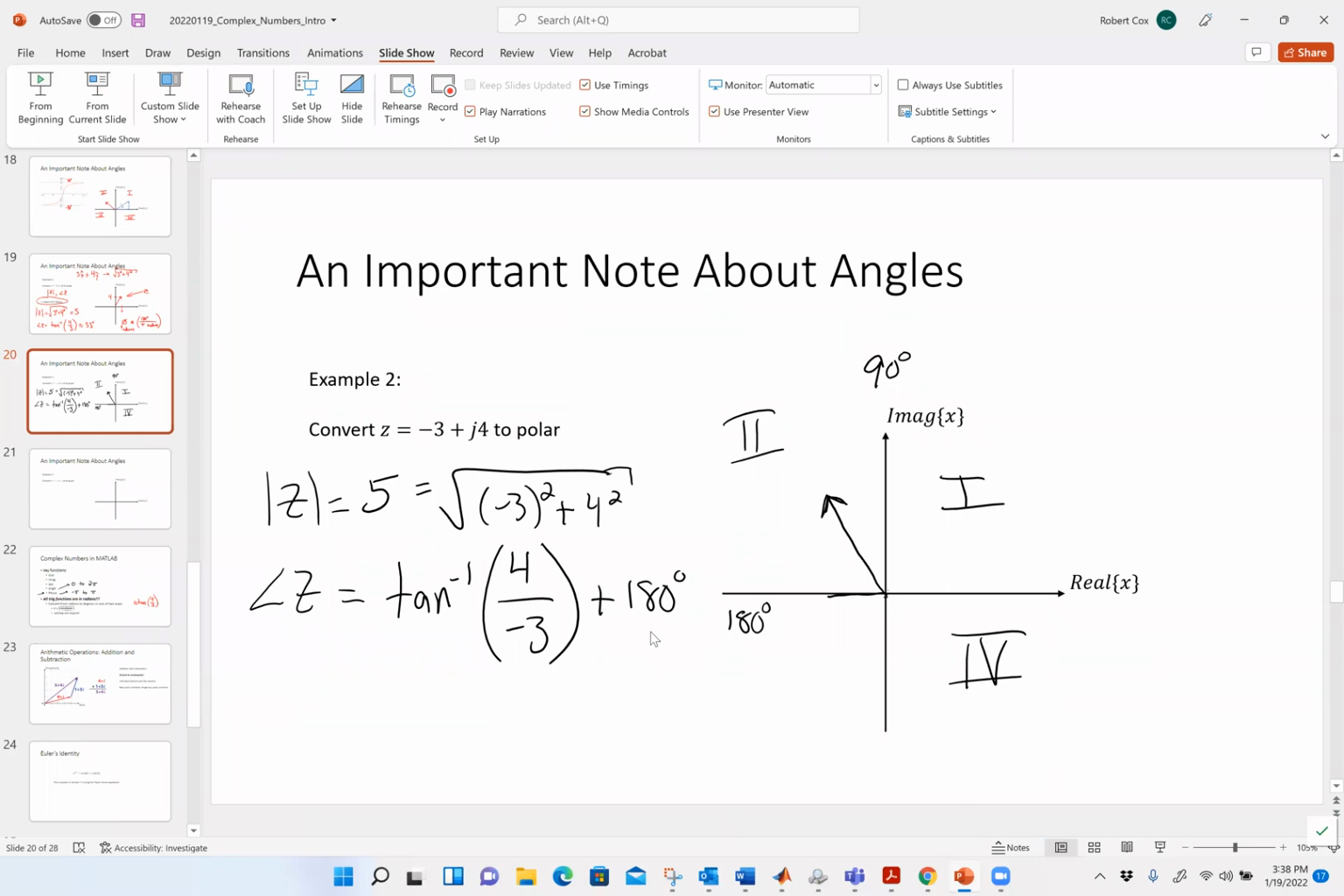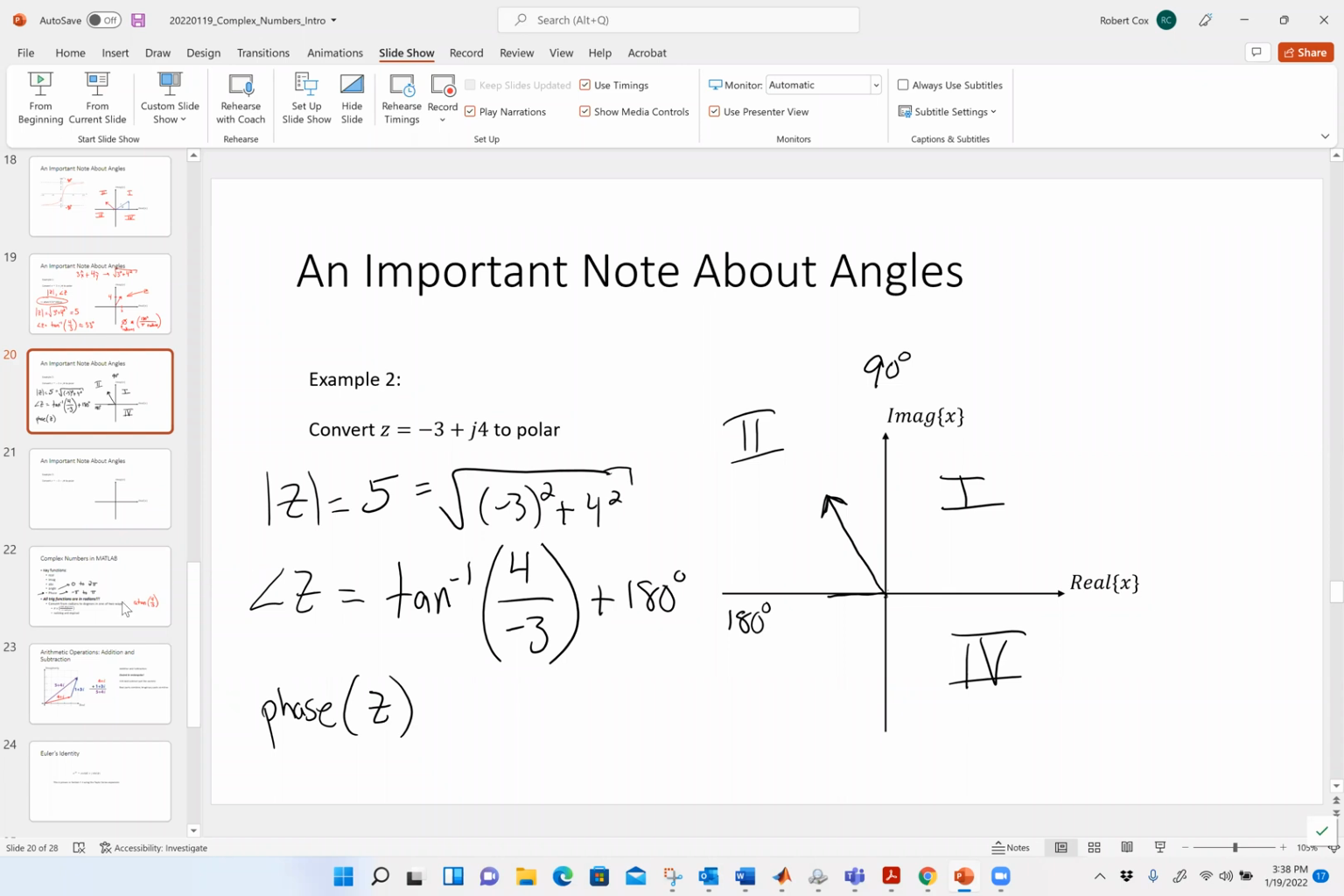Okay. And I'll upload sort of a cheat sheet on complex number stuff. But if I'm ever in the second or third quadrant, I have to add 180 degrees to what tangent does for me. Now, the other thing I can do in MATLAB is use the phase and angle commands. So if I say phase of z, MATLAB takes that into account for me. Or if I use the command angle, MATLAB takes that into account for me. So I kind of skip that step.